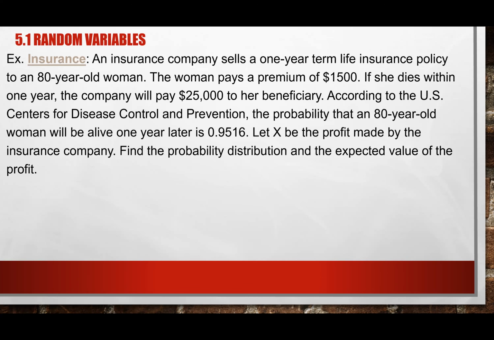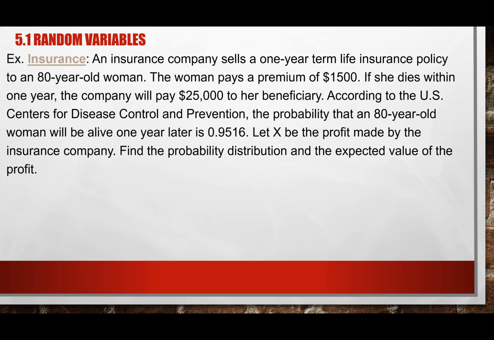If I were this 80 years old man and I pay this premium, it's not computing my gain or my loss, it's computing the company's. So if you look at this item here, they say that the insurance company sells a 1 year life insurance policy to an 80 years old woman. The woman paid this premium of 1,500 for this 1 year. If she dies within a year, the company will pay 25,000 to her beneficiary.